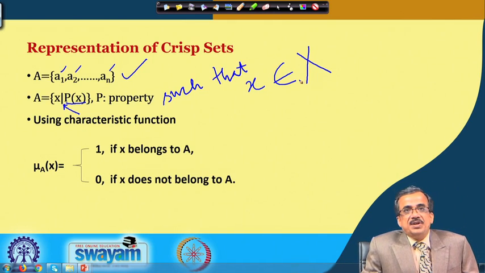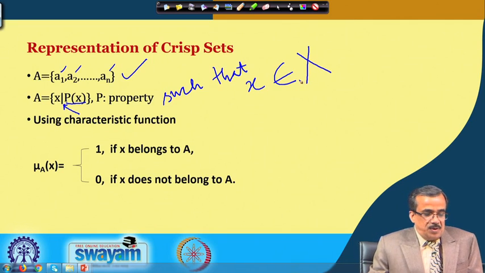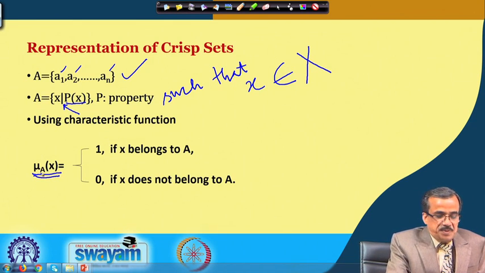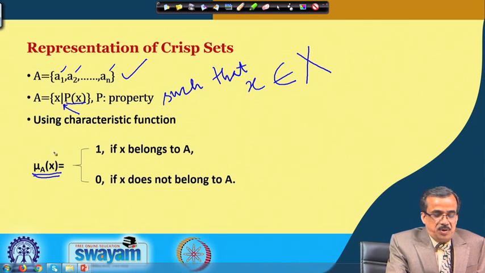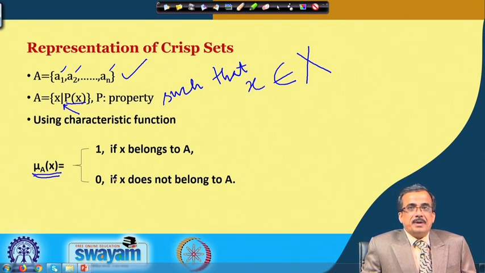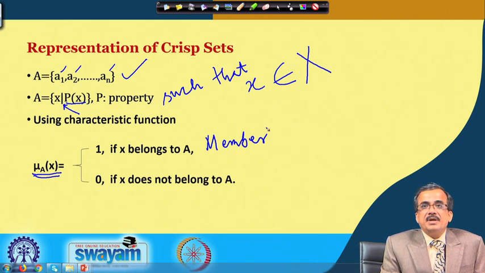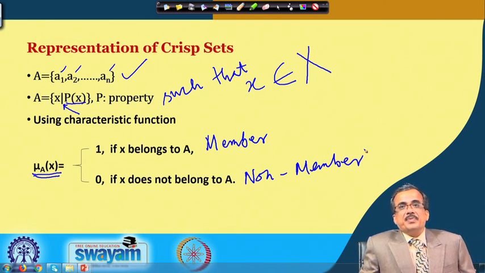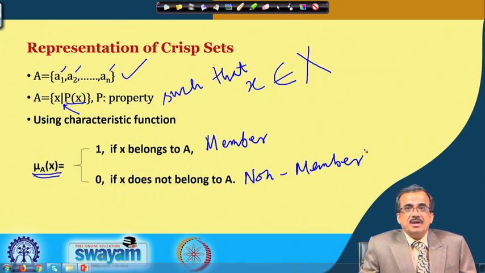The third method of representing the crisp set is as follows. We take the help of a characteristic function to represent the crisp set. Now, mu_A(x) represents the characteristic function of the crisp set A. mu_A(x) is equal to 1 if x belongs to A, and if it does not belong to A, then mu_A(x) is 0. This is similar to the situation of a member or a non-member. If it is a member, the characteristic function mu_A(x) is equal to 1, and if it is a non-member, then it is equal to 0. So, this is either 1 or 0. These are the three ways we can represent the crisp set or the classical set.